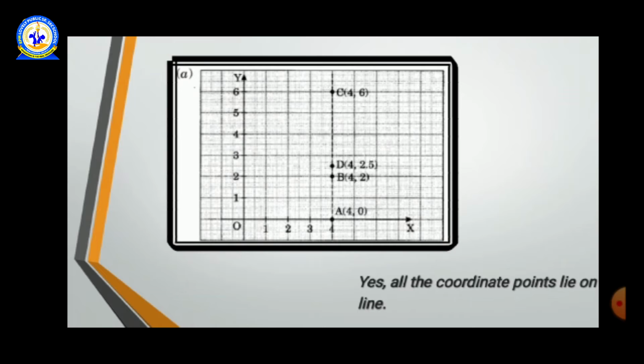So we can join all the coordinate points. Let's see if they lie on a line. Yes, it will make a vertical line. Yes, all the coordinate points lie on a single line.